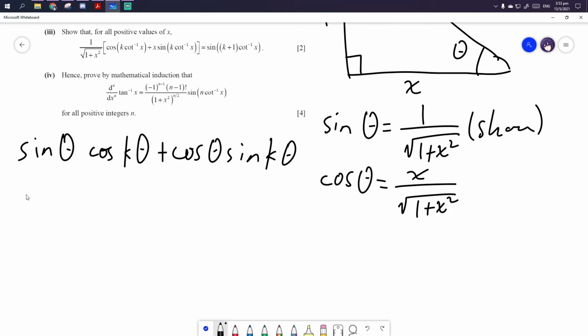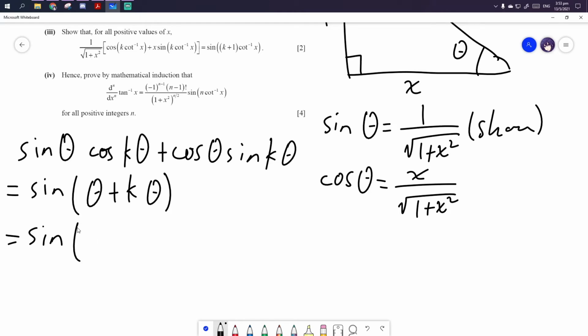And you might realize that this is just the addition formula for sine, so we will get sine of theta plus k theta, and of course we can factor out the theta, and we will get theta times k plus 1, but theta is cotangent inverse of x, so this is equal to sine of k plus 1 cotangent inverse of x, and this is shown.